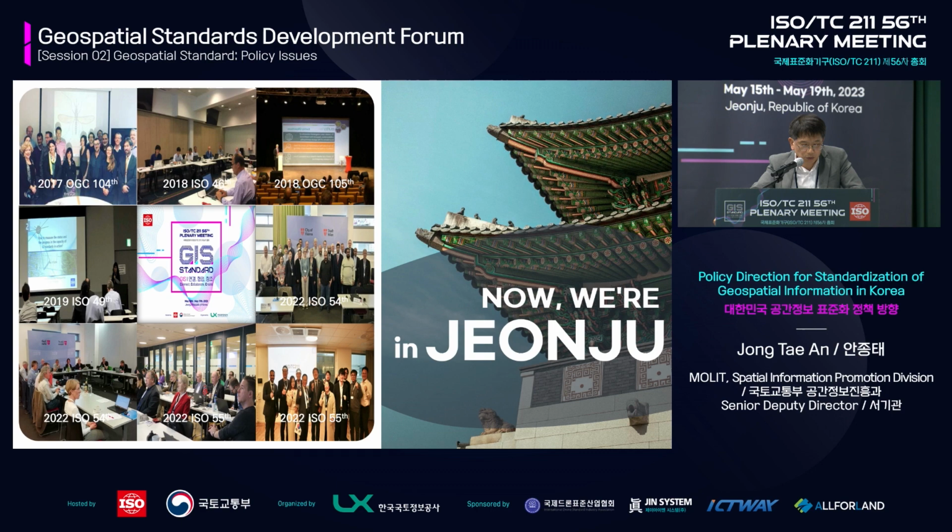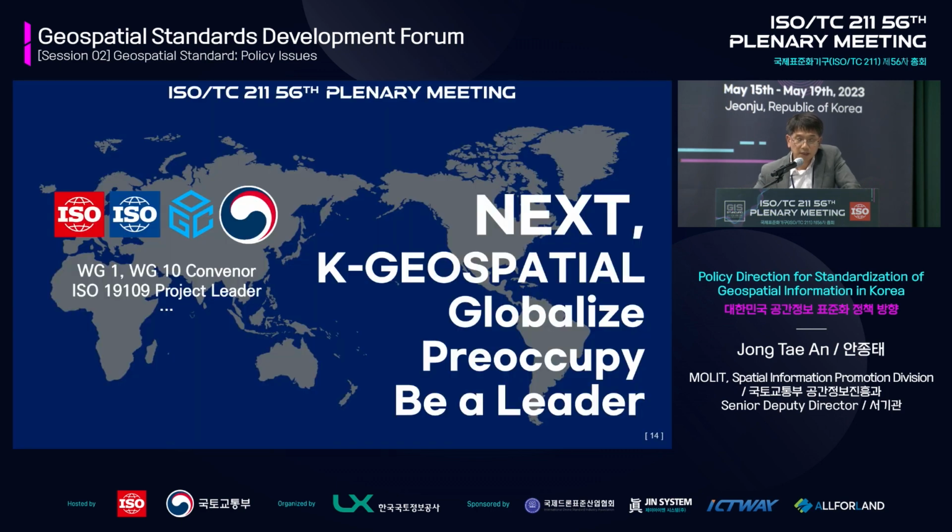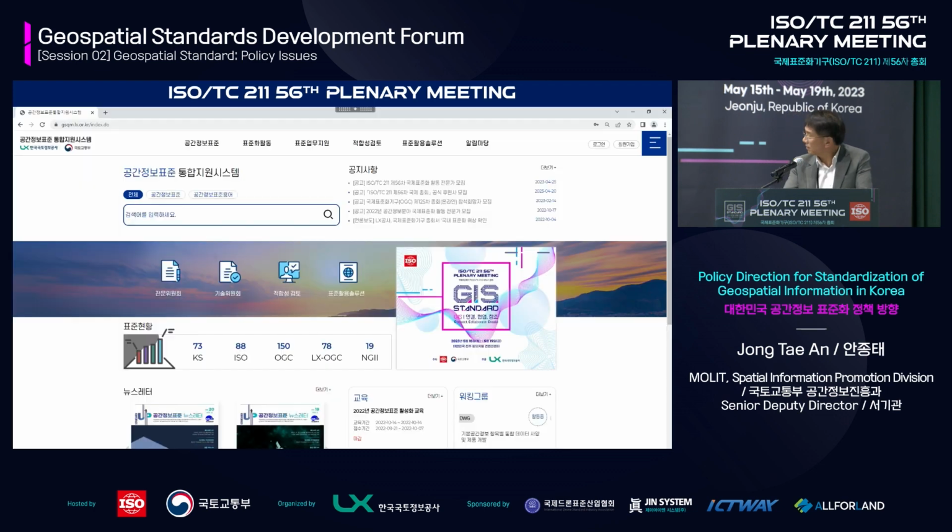Since 2017, MOLIT has implemented the administrative function of standards on geospatial information. We have taken active support and participation. And now today we are hosting an ISO TC 211 plenary meeting in Jeonju. As you know, we are a convener of Working Group 10 and Working Group 1. And we're also leading some projects in the application schema standards. And we hope to see more opportunities and projects. We are ready to support greater projects, with international collaborations involved.